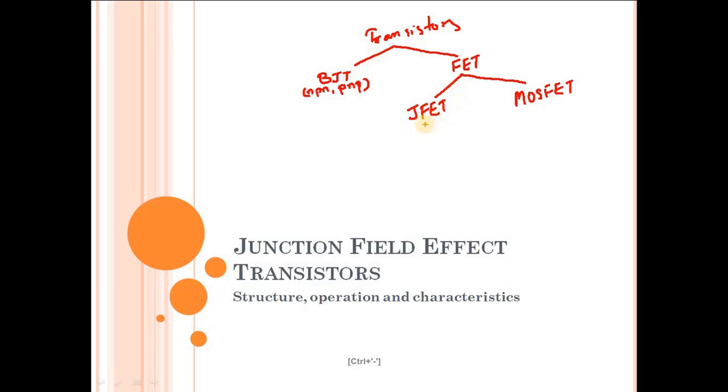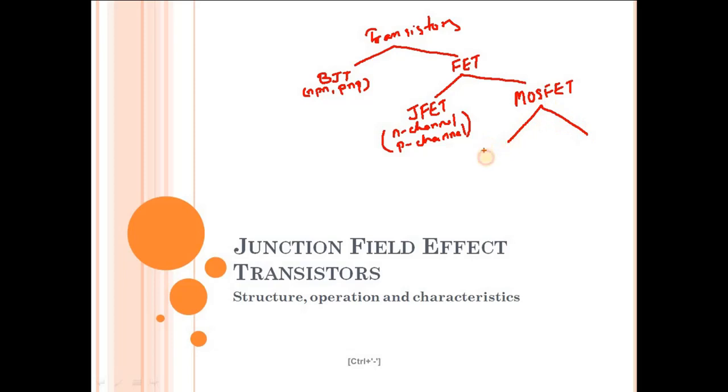So each JFET as well as MOSFET have two variants. A JFET can be a N-channel JFET or it may be a P-channel JFET. Like we have BJT of either NPN or PNP type, similarly JFET can be a N-channel JFET or a P-channel JFET. Now coming to the MOSFET, MOSFET are of two types.